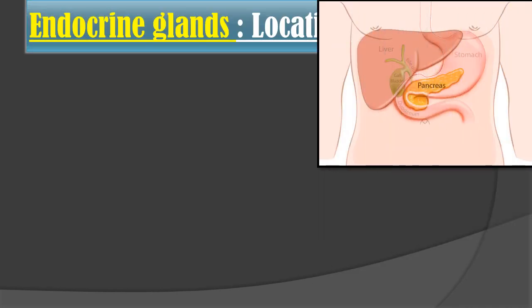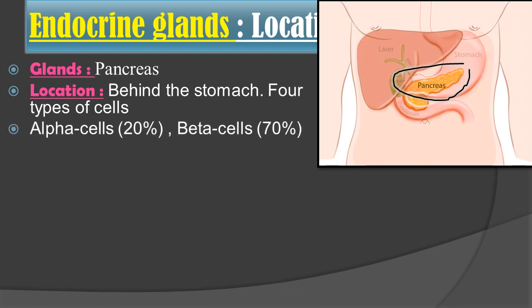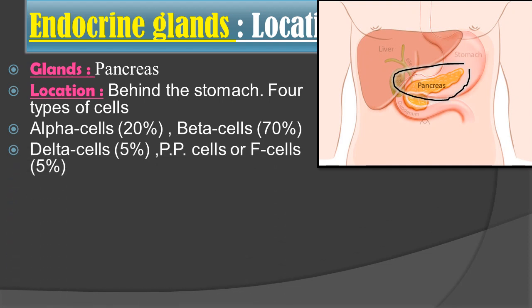So our next gland is the pancreas. You can observe here the pancreas, this one. The pancreas is located behind the stomach and includes 4 types of cells: alpha cells 20%, beta cells 70%, delta cells 5%, and PP cells, meaning pancreatic polypeptide cells or F cells, 5%.